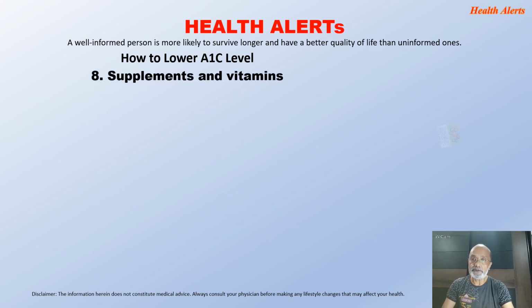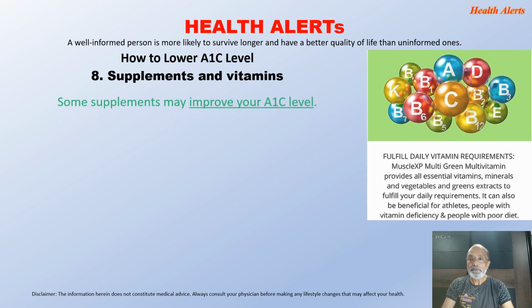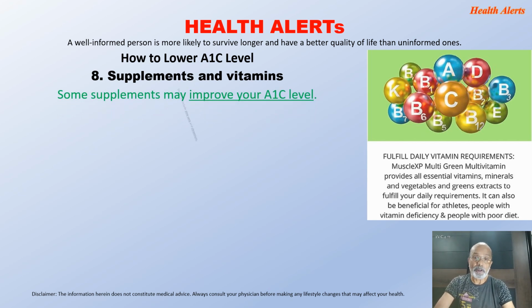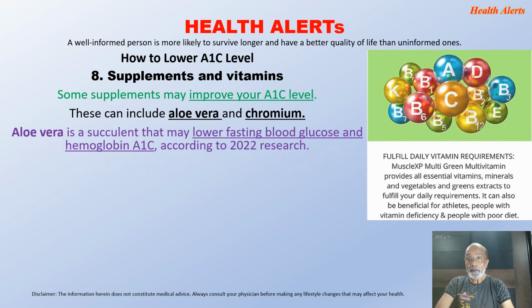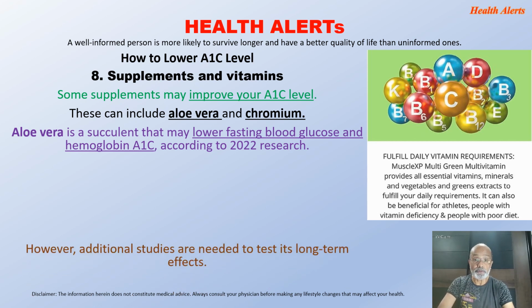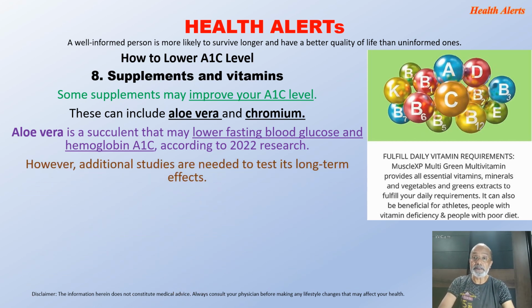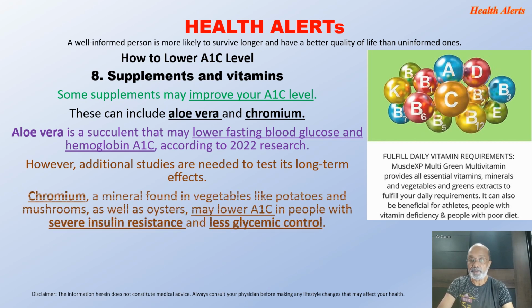Supplements and vitamins. Some supplements may improve your A1C level. This can include aloe vera and chromium. Aloe vera is a succulent that may lower fasting blood glucose and hemoglobin A1C according to a 2022 research. However, additional studies are needed to test its long-term effects.